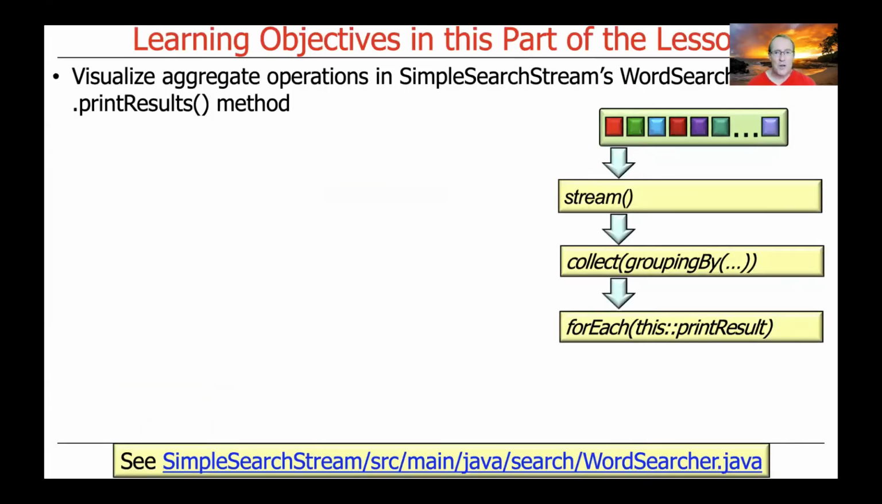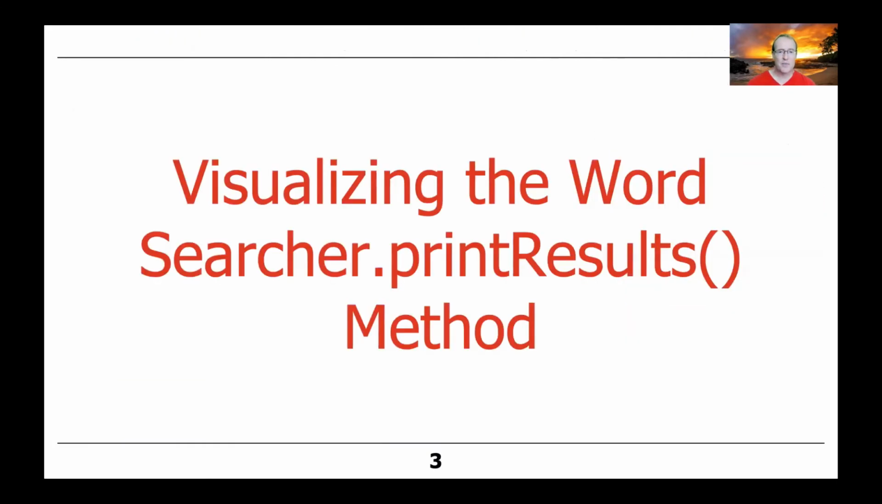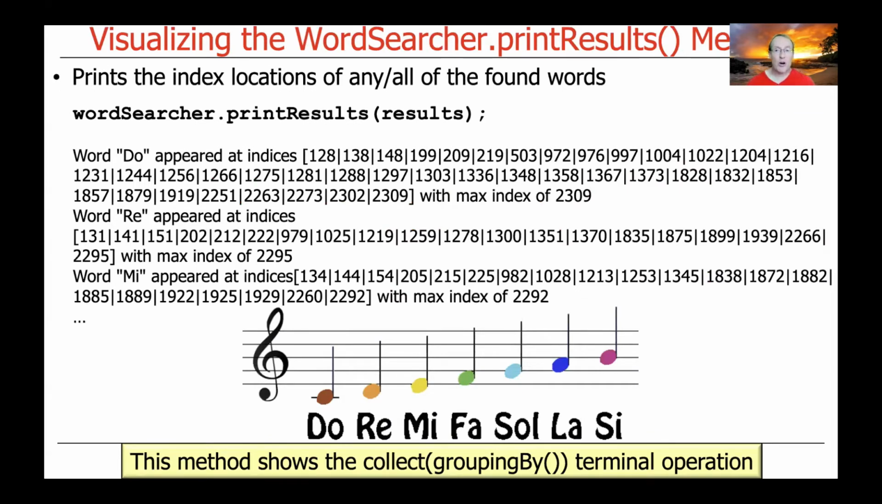So what we're going to do first is I'm going to show you how to visualize all these aggregate operations, the intermediate and terminal operations we've discussed, in the context of the simple search stream WordSearcher.printResults method. And we'll talk first about what that does, and then we'll show how to visualize what it does. So this is what printResults does.